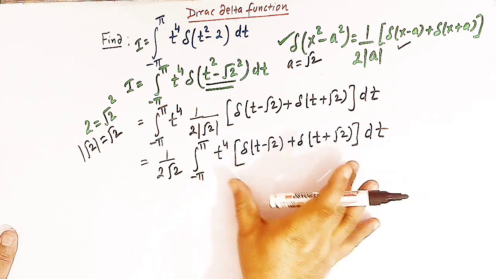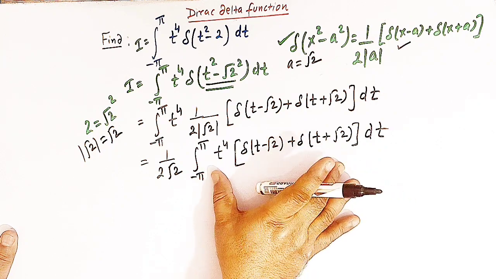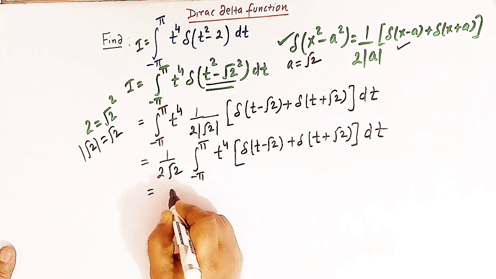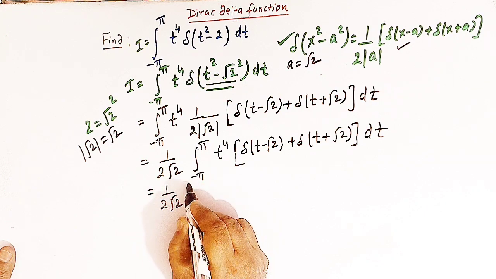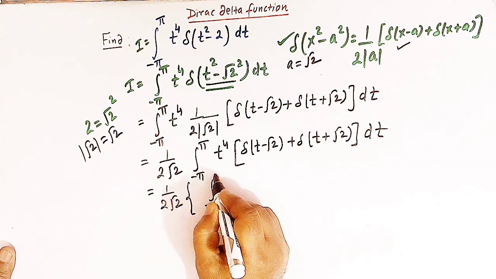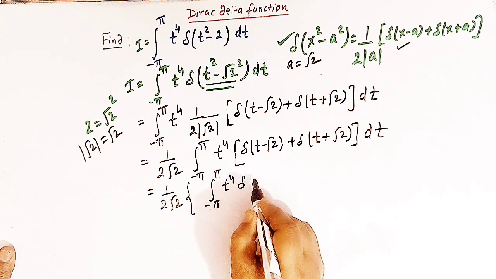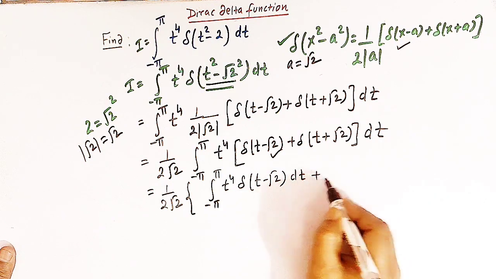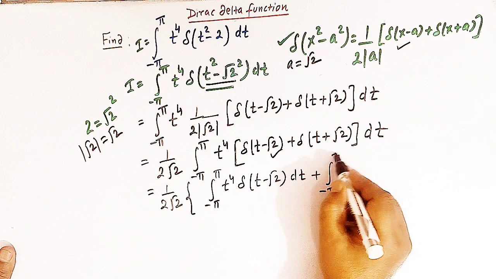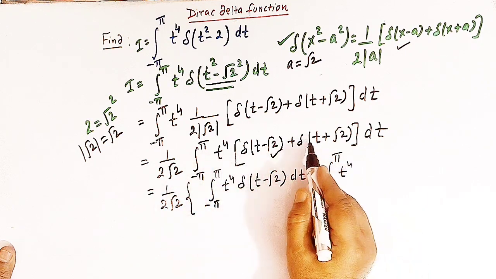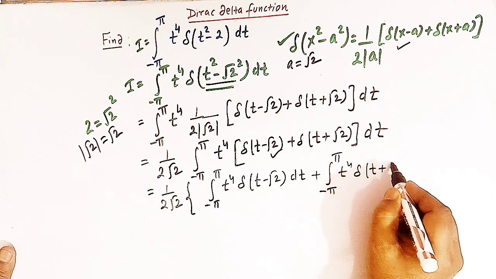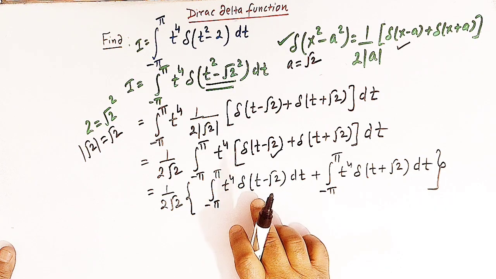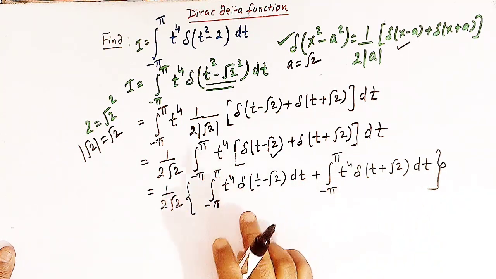So now let us write this expression or this integral as a sum of two integrals. So now we can write 1 over 2 times square root of 2. So the first integral is from minus pi to pi of t raised to 4 delta of t minus square root of 2, right, here we have dt, and then the second integral is from minus pi to pi of t raised to 4, and here we have delta of t plus square root of 2, and here we have dt. So now we have two integrals involving the delta function.